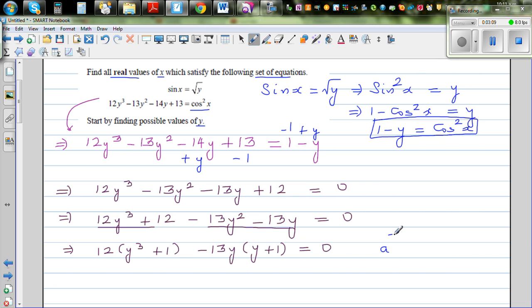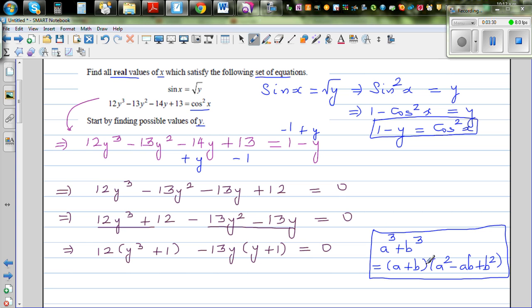Now there is a very neat formula for a cubed plus b cubed. This is a very good formula to remember. a cubed plus b cubed is equal to a plus b times a squared minus ab plus b squared. This is not very much used in New Zealand, but it is a very useful formula. I'm going to use this formula for y cubed plus 1, comparing a with y and b with 1.